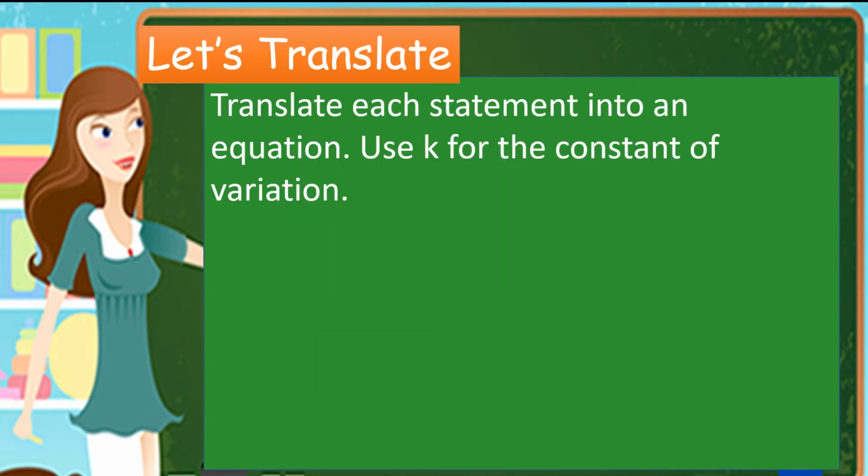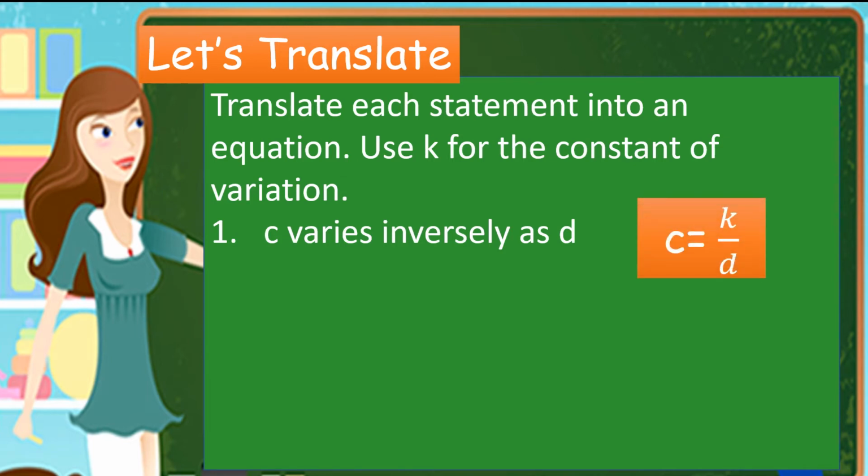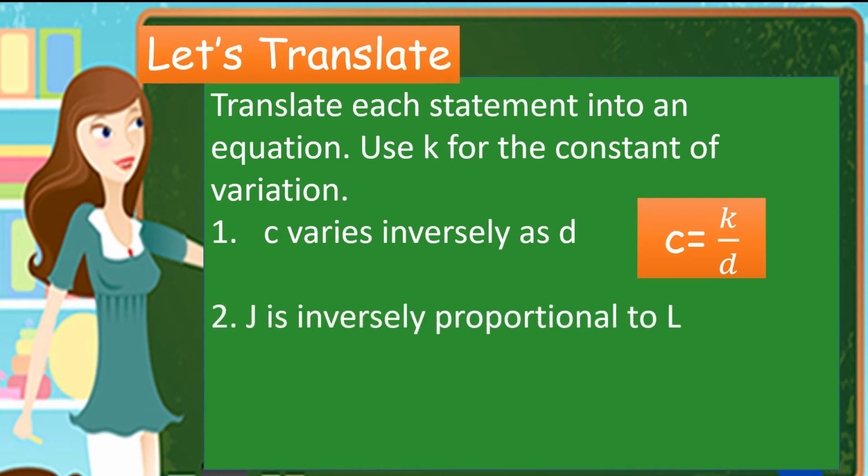Okay, so let's translate the given. Translate each statement into an equation, then use k for the constant of the variation. So the first example is C varies inversely as D. So what is our equation? Okay, so we have C is equal to k over D. Number 2, J is inversely proportional to L. So therefore, we have J is equal to k over L.